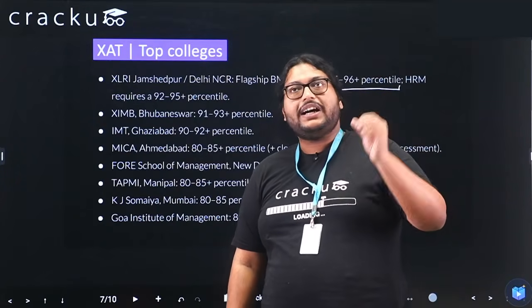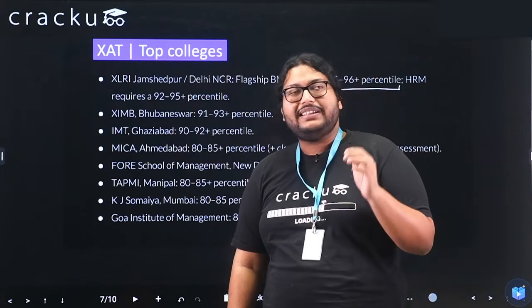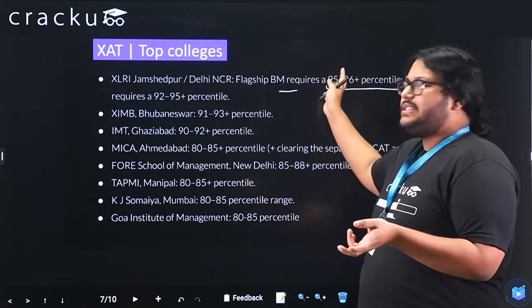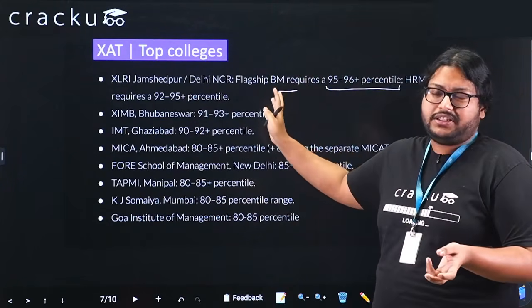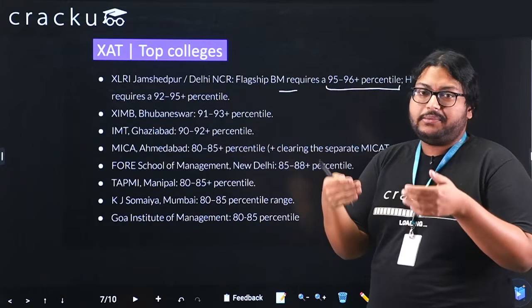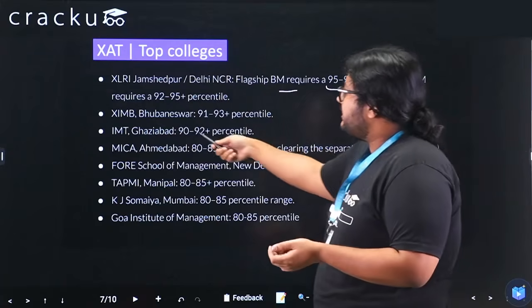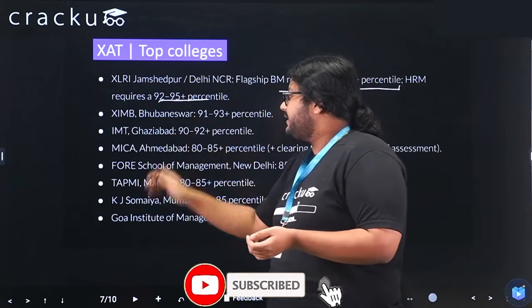The cutoffs go a little down for females, a little down for non-engineering males, but for BM it remains somewhat the same for engineering and non-engineering males. For women, females, it goes a little down. And the HRM program requires somewhere around a 92 to 95%.